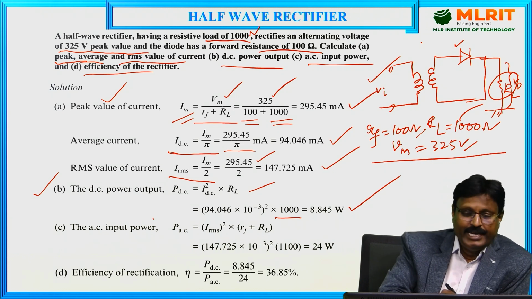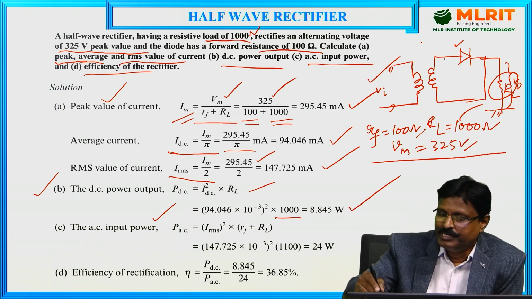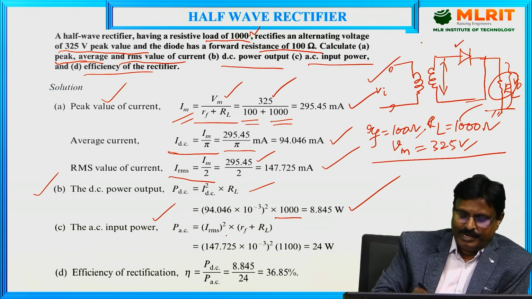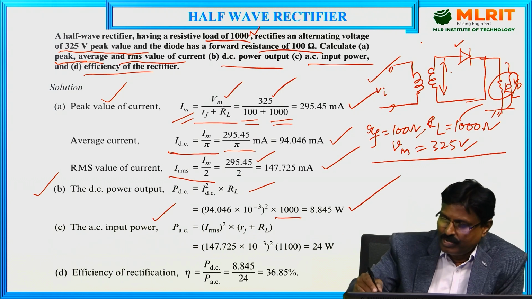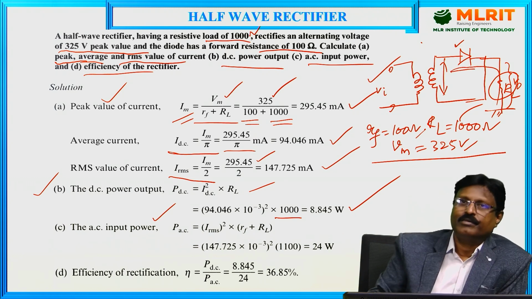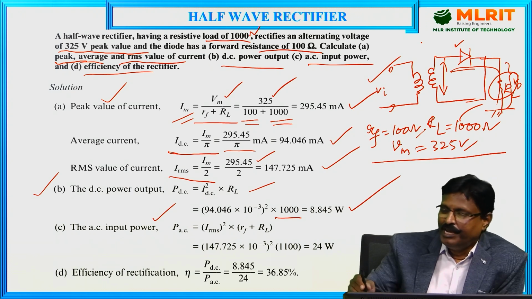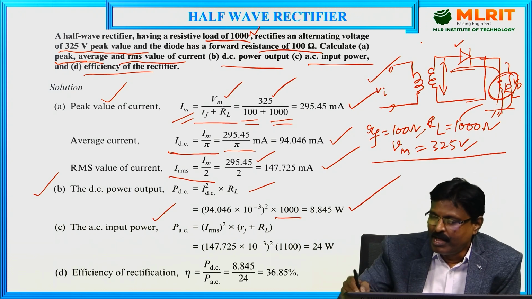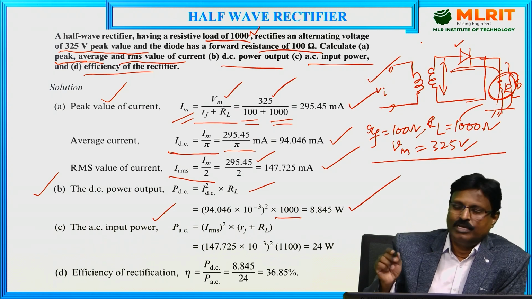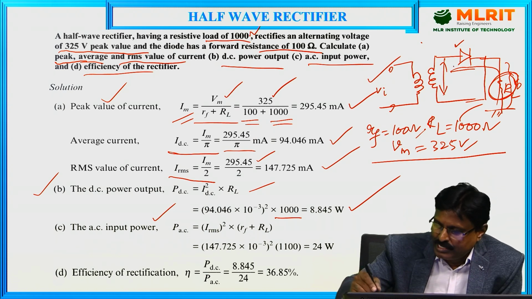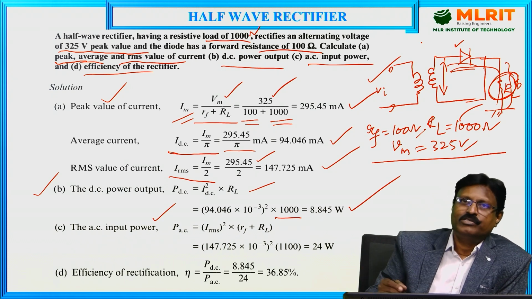Next, the AC input power. So what is the AC input power here? IRMS squared into, we need to consider the forward resistance of the diode as well as the load resistance, because it is input power. If it is output power, we need to consider only RL, because output is taken across the load resistance RL. But here, for input power, we need to consider the diode forward resistance also.